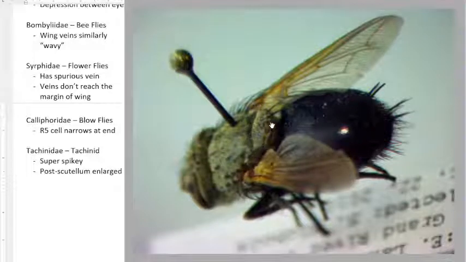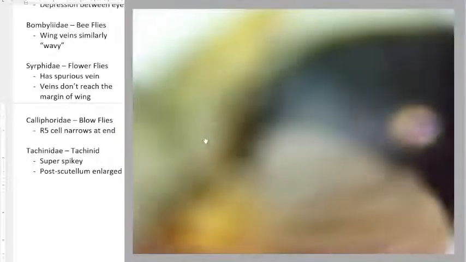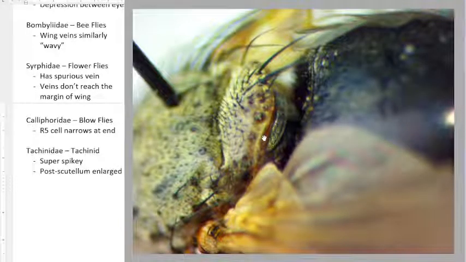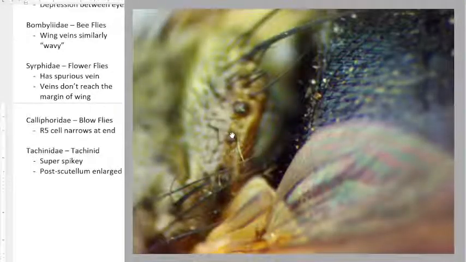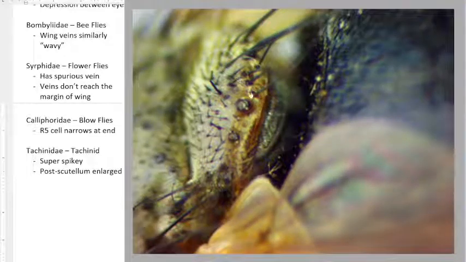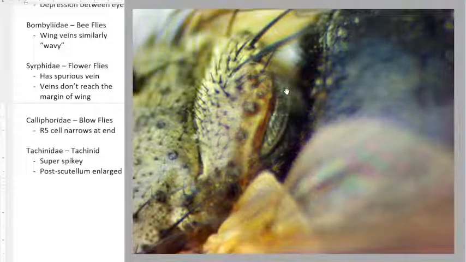And if we are looking at the scutellum, we're going to want to be looking for the post-scutellum. So that is underneath the scutellum, all right? And so we're looking here, right where the thorax meets the abdomen. All right, so this right here is our scutellum, remember? And then right underneath, right about here, this is going to be our post-scutellum.